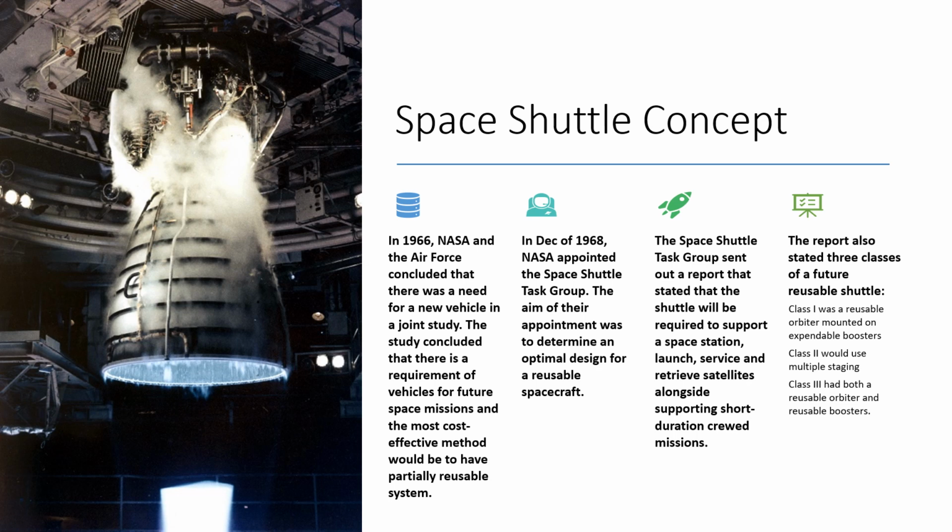Alongside listing the phases of development, the report also stated 3 classes for a future reusable shuttle. Class 1 was a reusable orbiter mounted on expendable boosters. Class 2 would use a multiple staging orbiter. Class 3 had both a reusable orbiter and reusable boosters. It was also determined that the space shuttle would have to have a payload bay of 15 by 60 foot, 100.